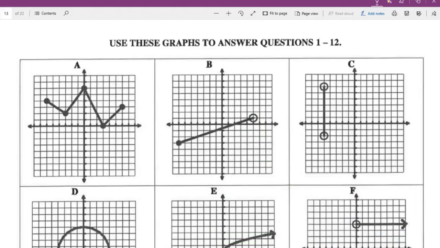Hi everyone, I'm Nathaniel Hope, and I'm making this video to help you understand how to find the domain and range of a graph by looking at it.